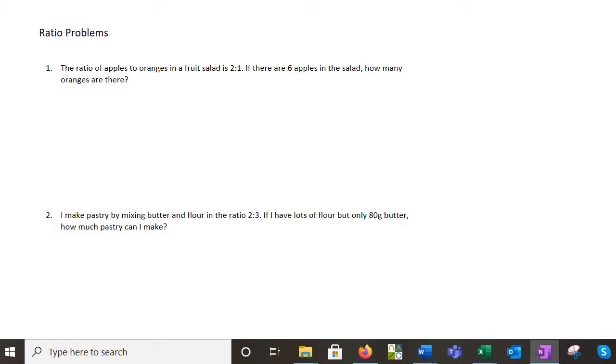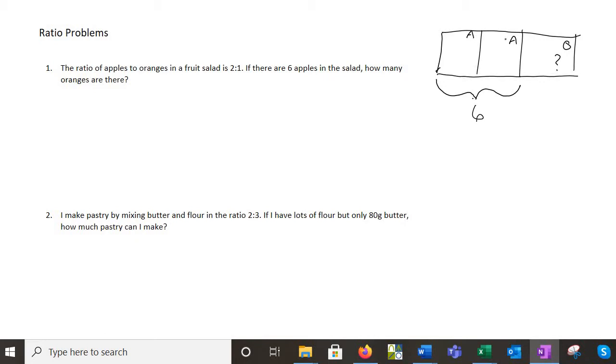Okay, so in this ratio model, we've got 2 apples for every orange. 2 parts apple, 1 part orange. And it's saying there are 6 apples in this fruit salad. So this bit that's apples, that's 6. So that's what the question's saying. And then it's asking, how many oranges are there?